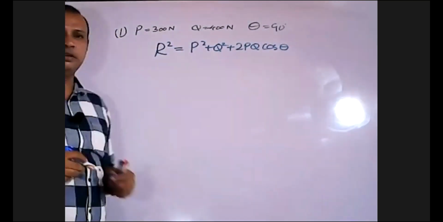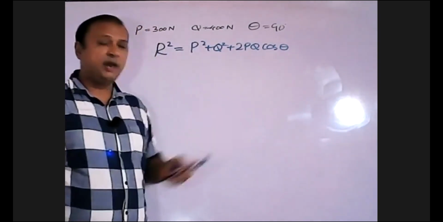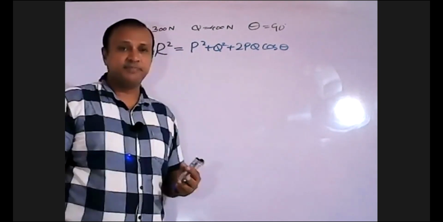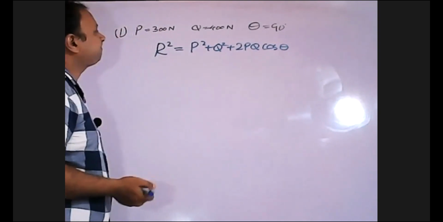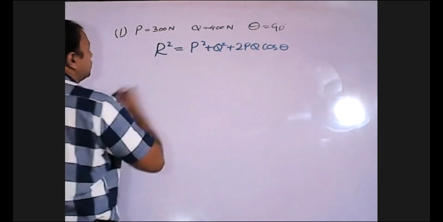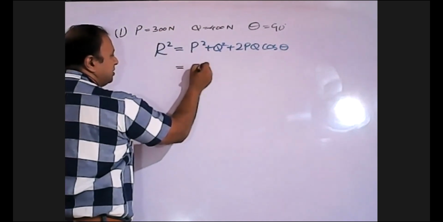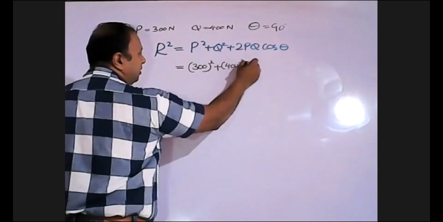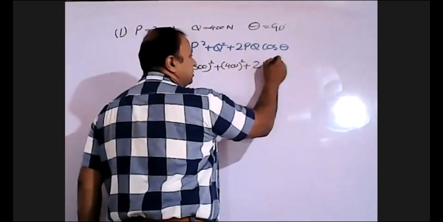When you use this equation, you have to remember the trigonometric ratios. We have discussed in the trigonometric lesson how to determine the trigonometric ratios of any angle. Therefore, you have to remember that. Look at this. P squared means the square of 300 Newton, Q squared is the square of 400 Newton. Then 2PQ cos 90.